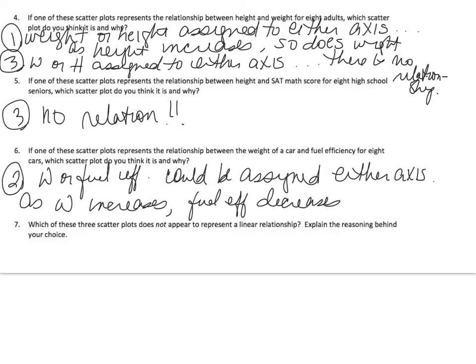Number 7, which of these scatter plots does not appear to represent a linear relationship? 3 looks like it's a mess. I see no relationship, okay?